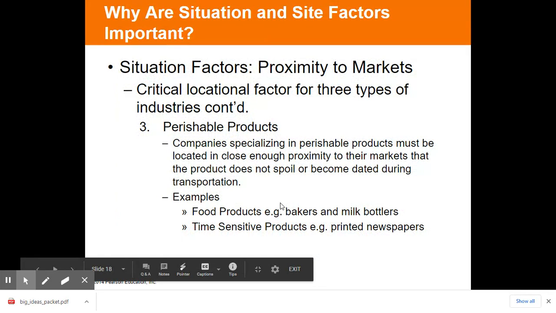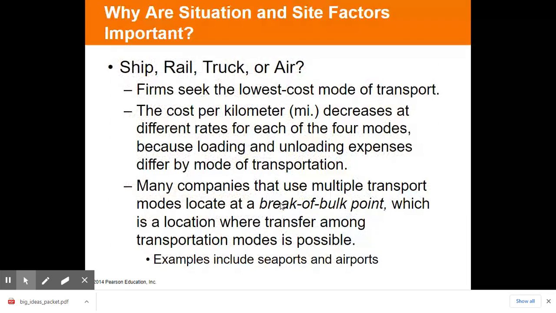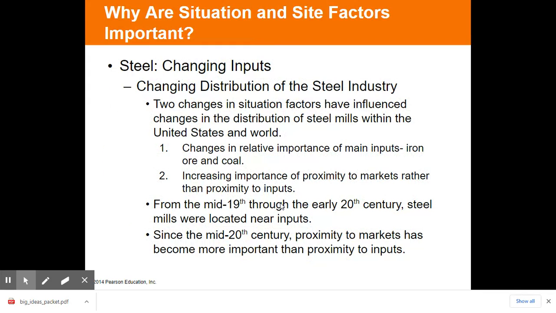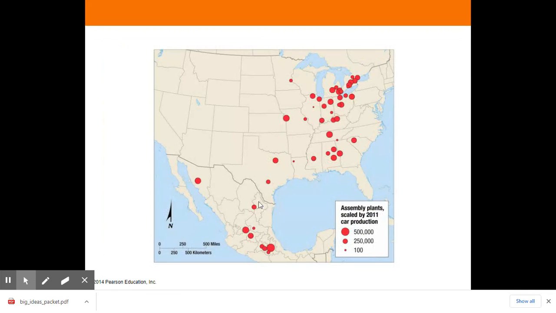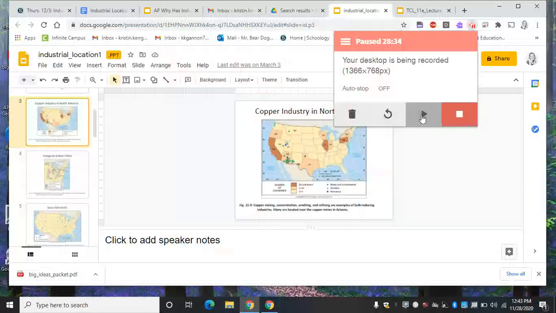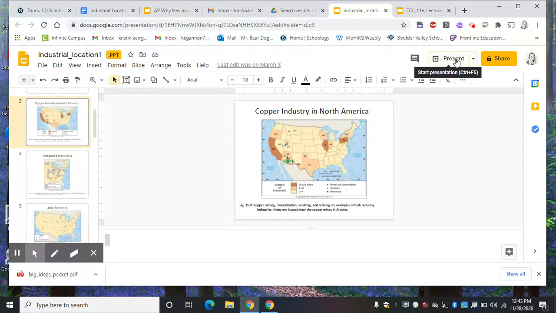And with bulk reducing, again, perishable products should also be super close to the market. That's kind of like the idea of von Thunen. And then let me see if I can get to bulk. Hang on. I had to dig around and find this PowerPoint for bulk reducing.